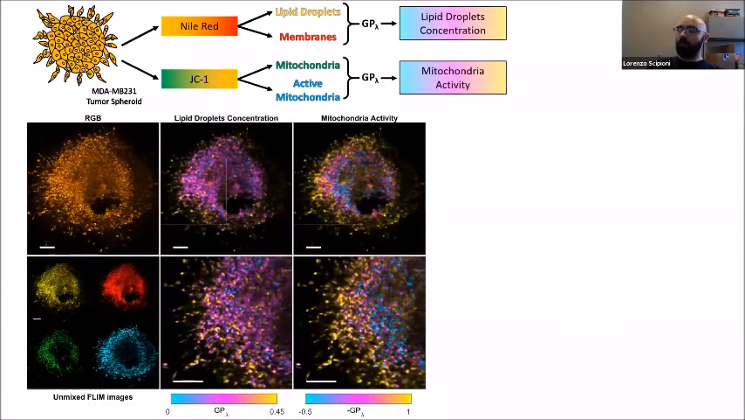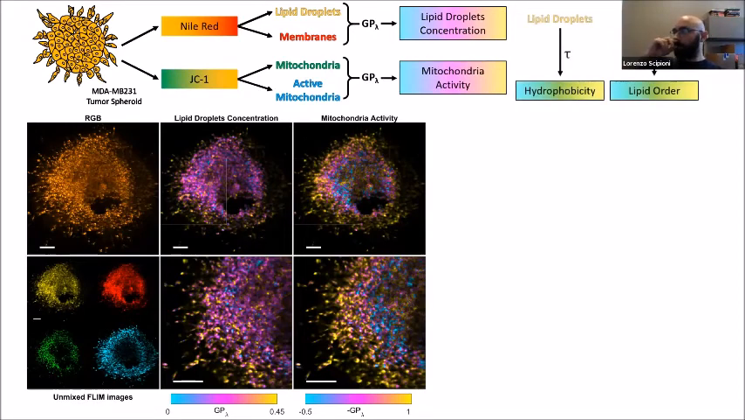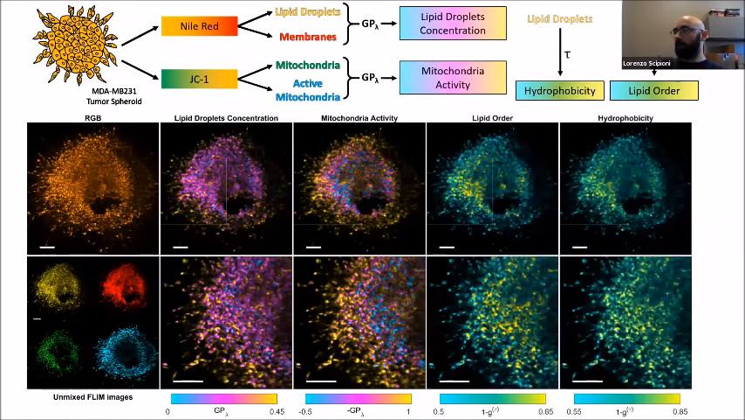Then we did a bit of mix and match. So we did the GP based on the spectral information between the two channels of the Nile Red to look at the lipid droplet concentration. Then we did the GP for the JC1 to look at the distribution of mitochondrial activity. And then we used the two lifetimes of the lipid droplets and membrane to look at lipid composition and membrane order. And we could map all of this at the single cell level over the entire sphere.